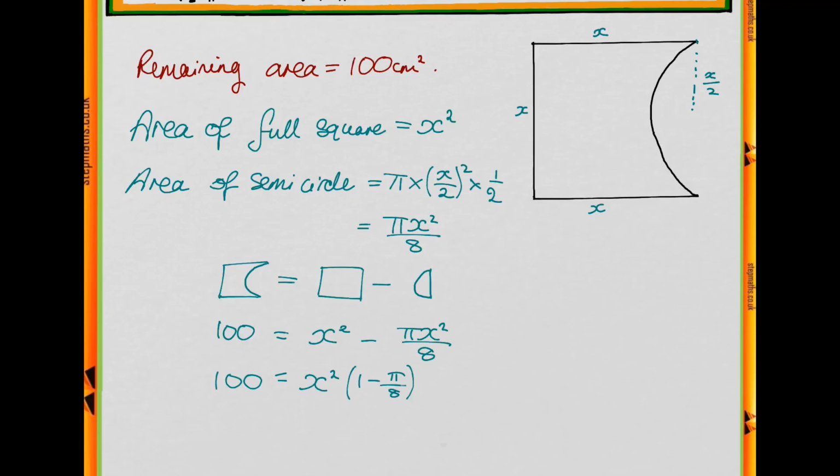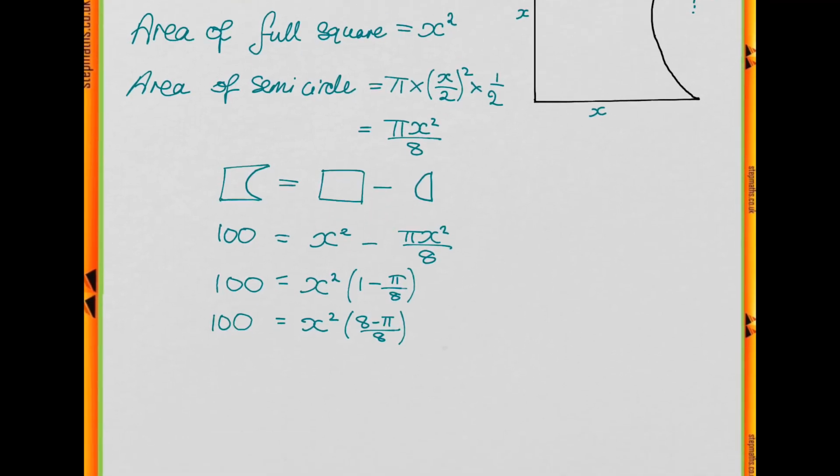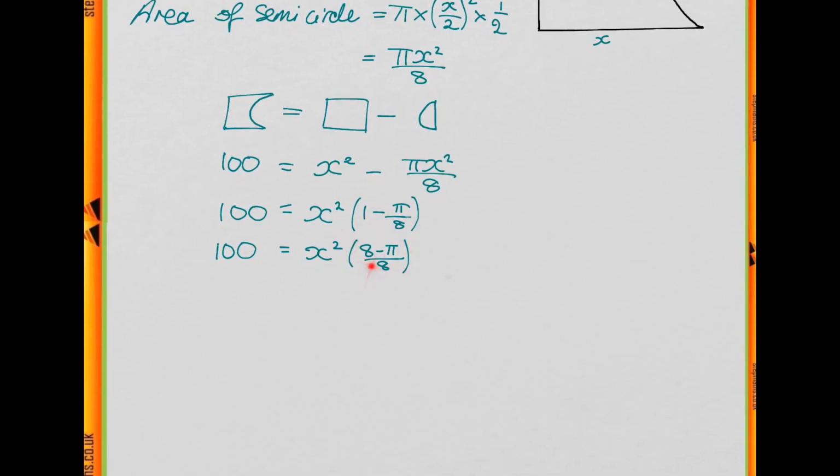So let's simplify that down. We can factorise out the x squared on the right-hand side, and then simplify down this fraction, so it's x squared times (8 minus pi) over 8. Why don't you have a go if you can solve now for x.